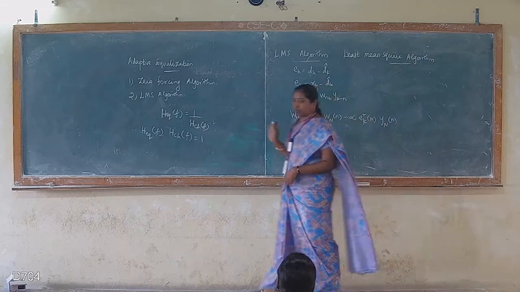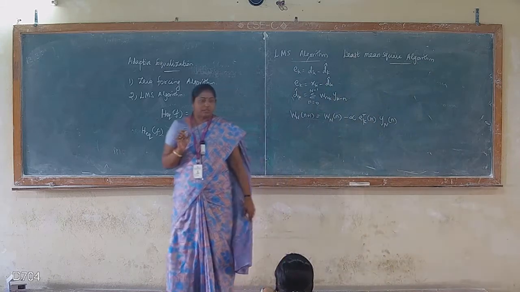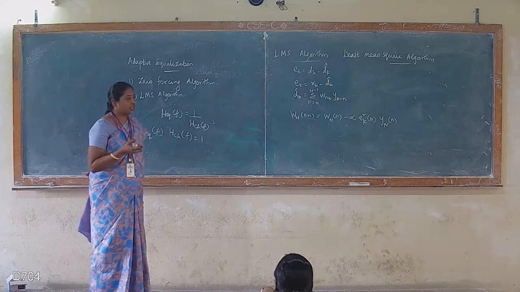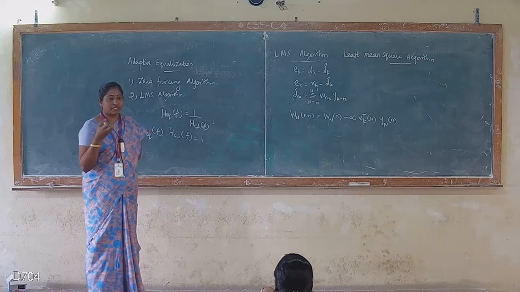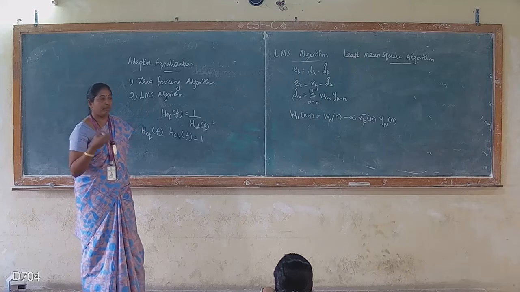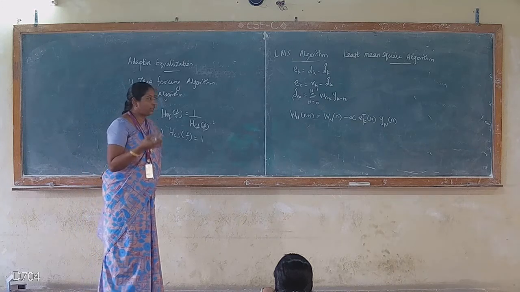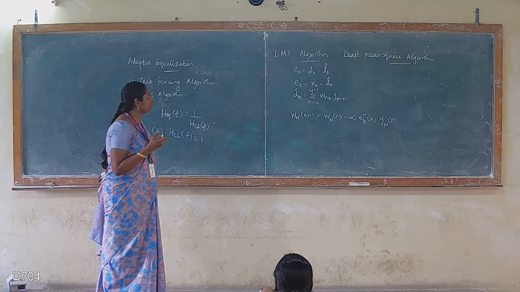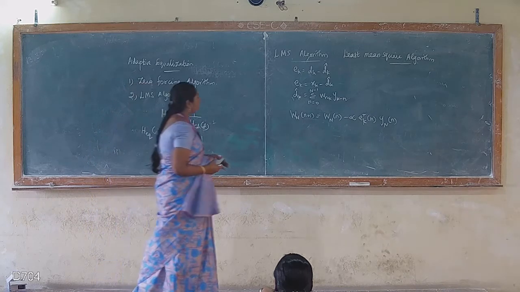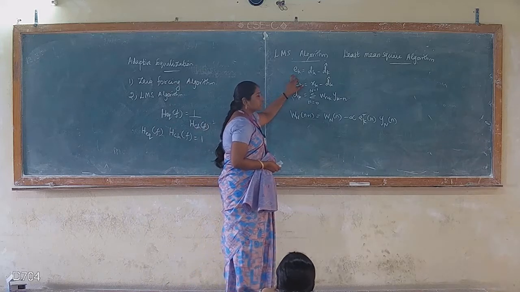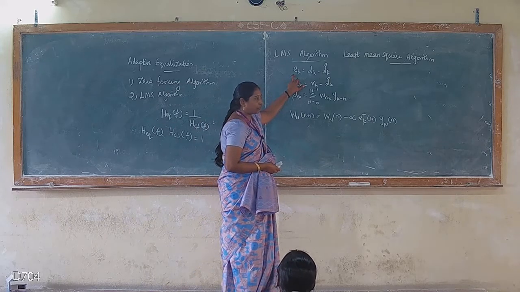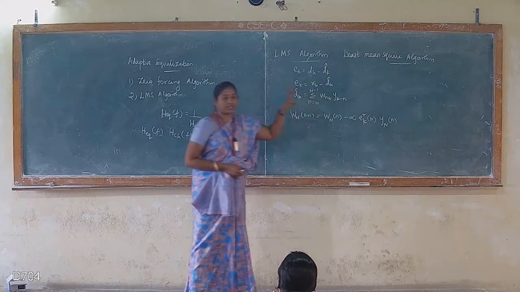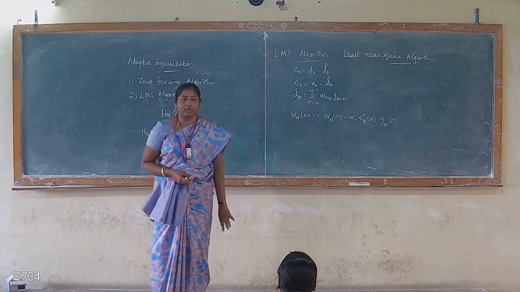So what is the main objective of LMS? The main criterion of LMS is to make the MSE, that is the mean square error, very, very minimum. So we are going to reduce the mean square error. Here, how do you calculate the error? This is the error we are calculating from the equalizer. The error is the desired response minus the actual output of the equalizer.